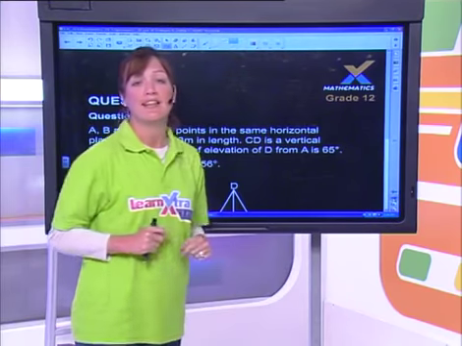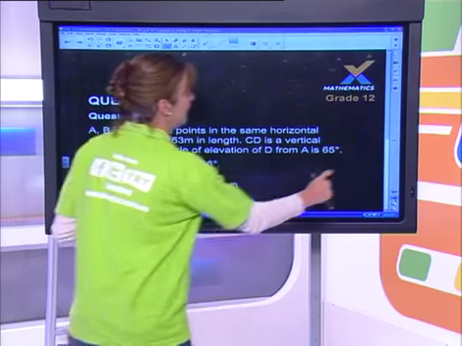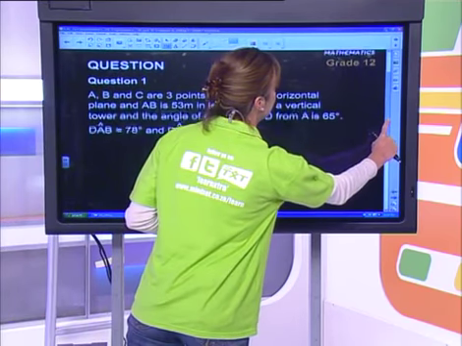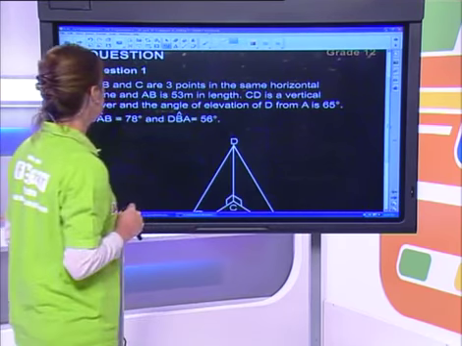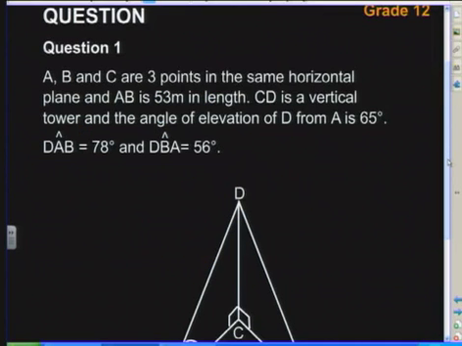Now let's put all of that theory into practice. Okay, so let's take a careful read through the first question and let's see what we're going to do with it. All right, we've got point A, B, and C, which are 3 points on the same horizontal plane, and AB is 53 meters in length. So let's quickly look at that.